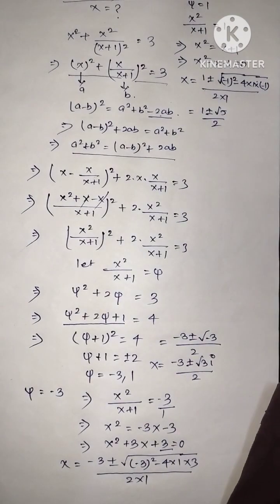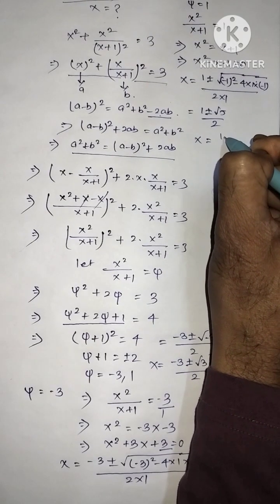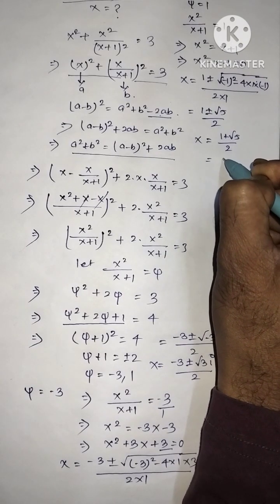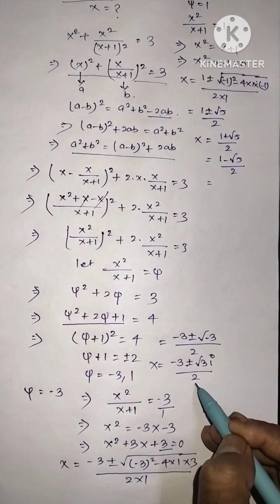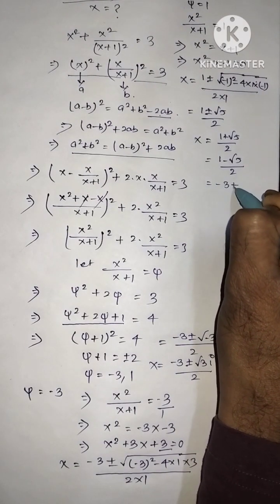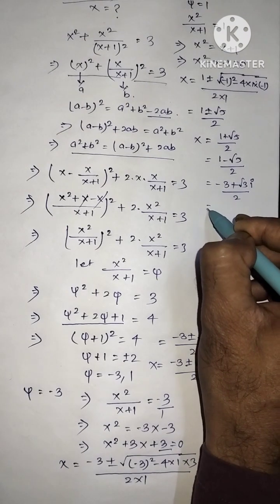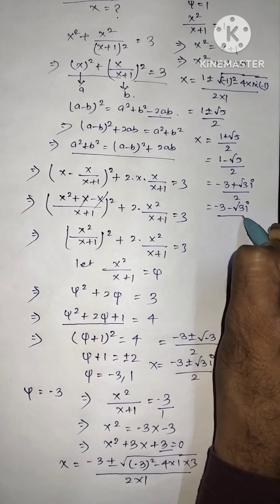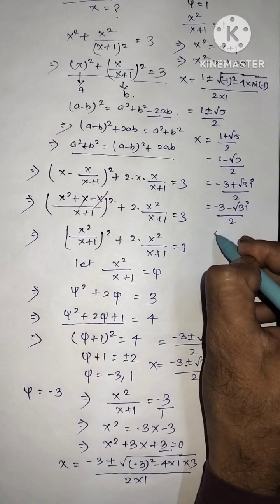Now I will summarize all the values of x, and we can write it: x equal to 1 plus square root of 5 over 2. Second one is 1 minus square root of 5 over 2. And third one is from here, minus 3 plus square root of 3 times i over 2. And fourth one is minus 3 minus square root of 3 times i over 2. So we will have a total of 4 values of x which will satisfy the given equation. Hence this will be our answer.